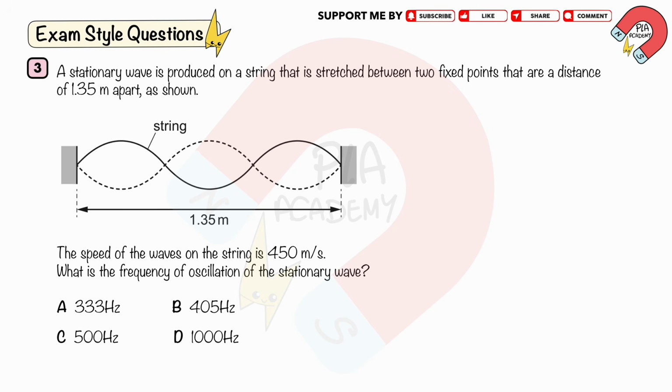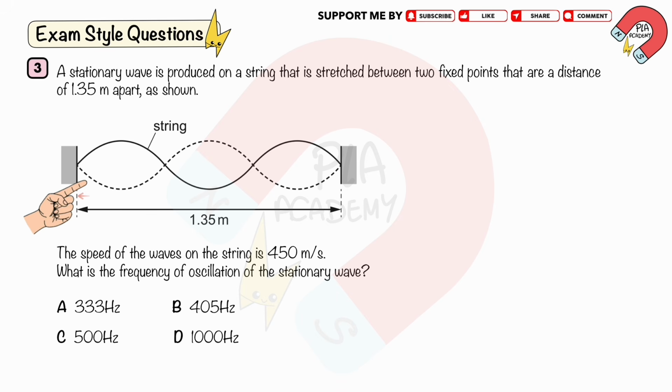Exam style question 3. A stationary wave is produced on a string that is stretched between two fixed points that are a distance of 1.35 meters apart, as shown. The speed of the waves on the string is 450 meters per second. What is the frequency of oscillation of the stationary wave?